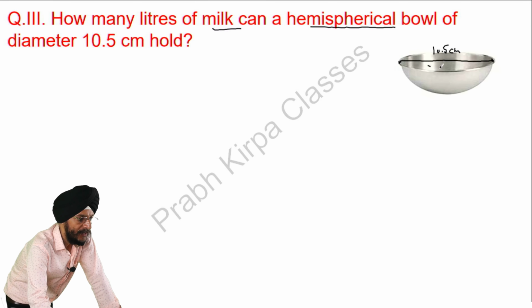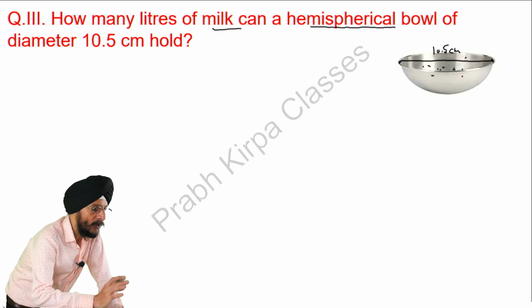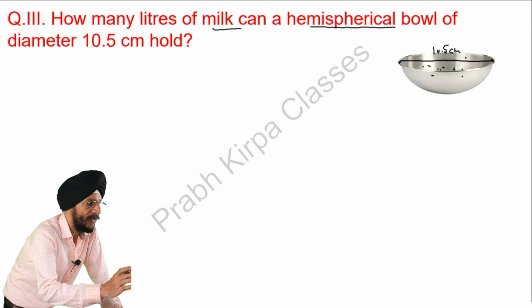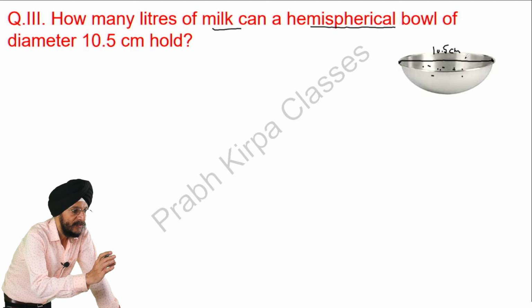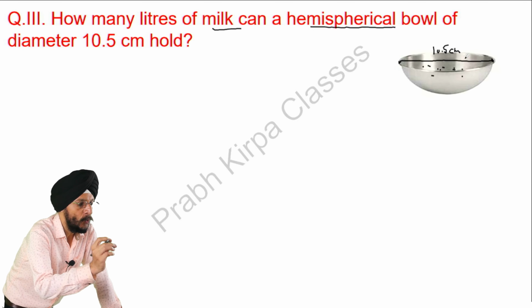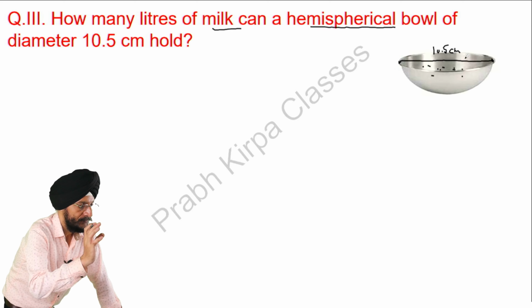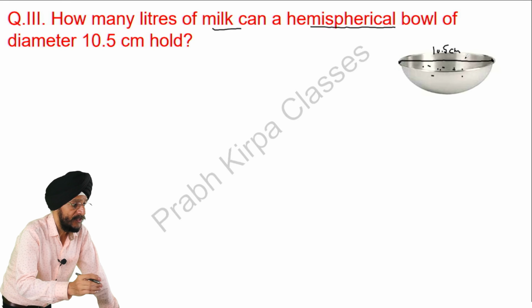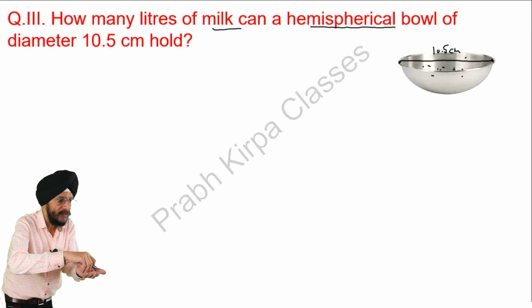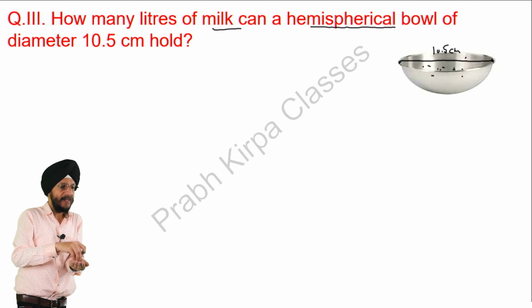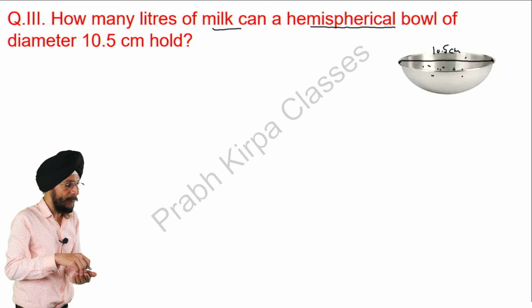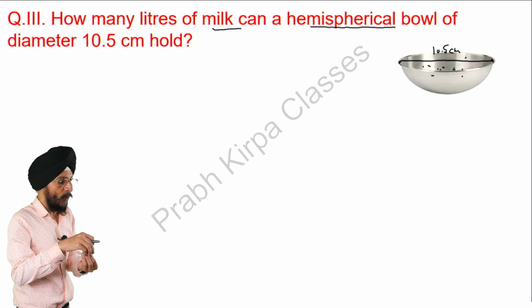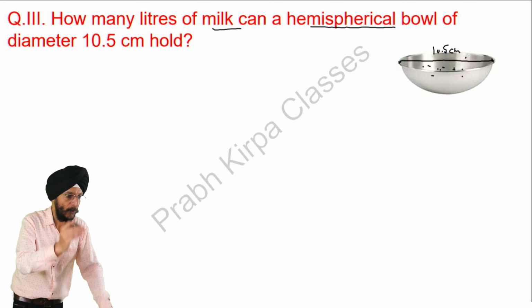If we put milk into it, it can hold as much quantity of milk which will be equal to its volume. In other words, when we put milk into it, the quantity of the milk it can hold will be equal to the volume of the hemispherical bowl.